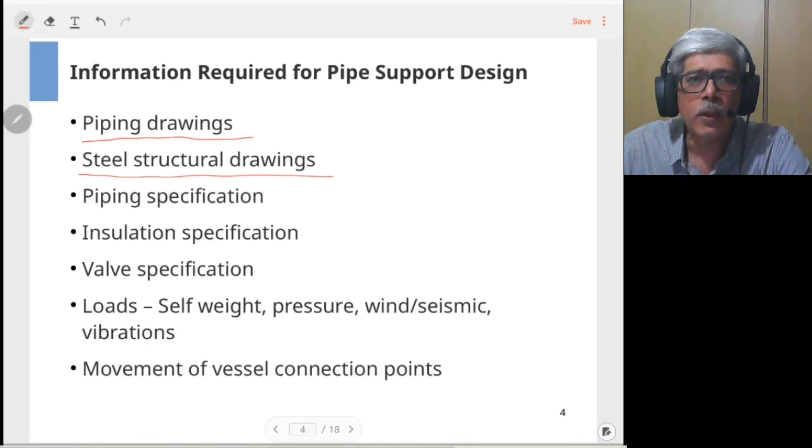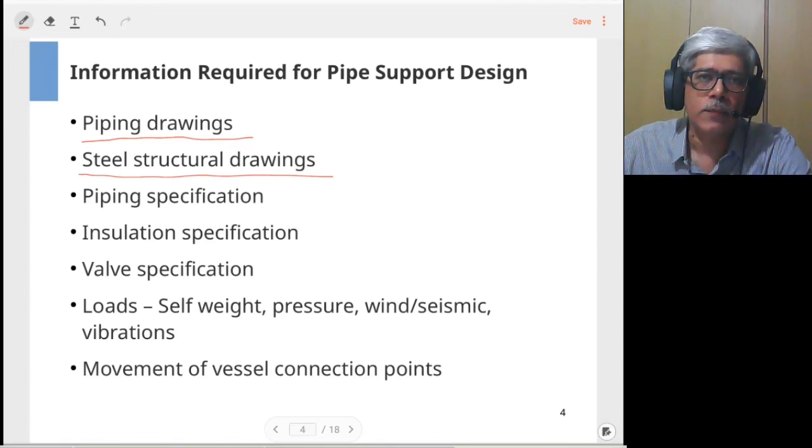You also need approximate locations of the steel structurals which are available around this piping. So you can provide the supports from these steel structural parts, because all these supports need to be mounted or connected to either a concrete foundation or to some steel structure. So you need to have some understanding about the whereabouts of the steel structure around this piping. If not, then you have to suggest to the steel structural engineer that we need piping support at these locations, so provide appropriate structure around these points.